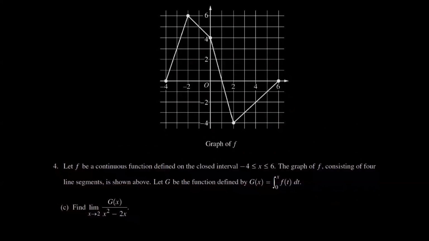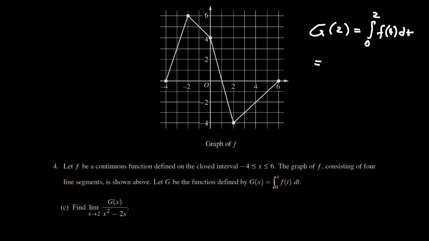In this question, we need to find the limit of the ratio of two functions, g of x and x squared minus 2x, when x goes to 2. And let's first try to just plug in the values here. And so g of 2 is equal to the integral from 0 to 2 of f of t dt.